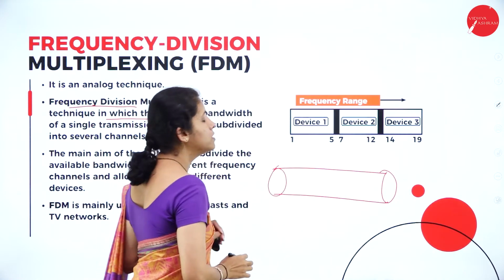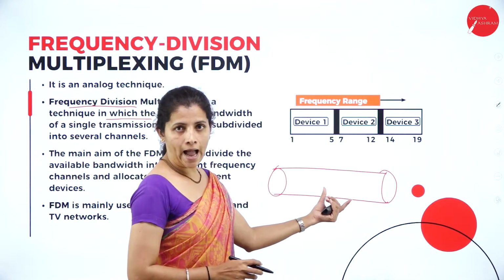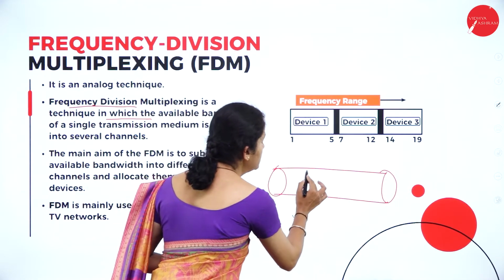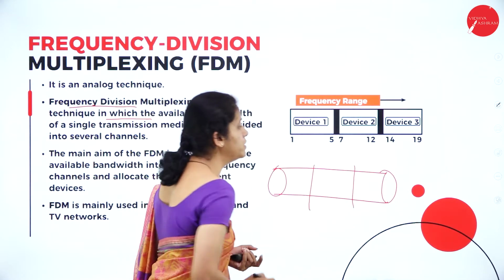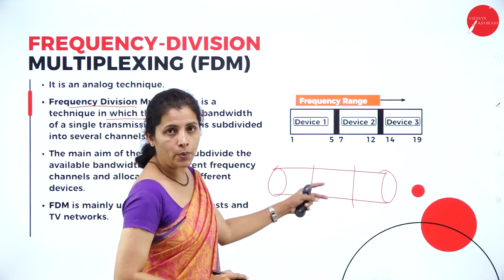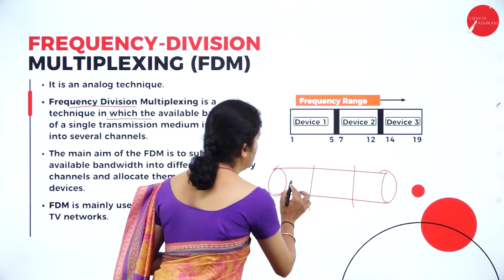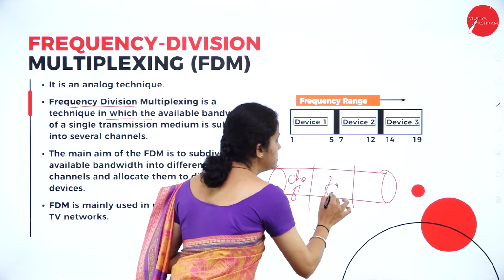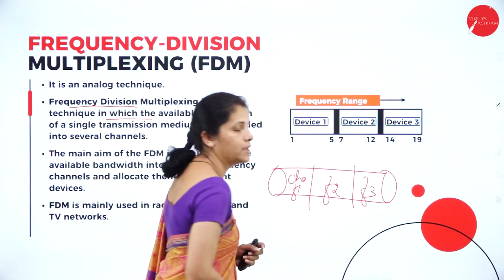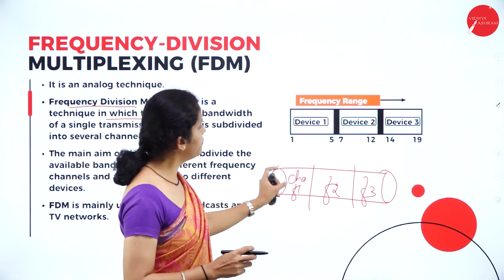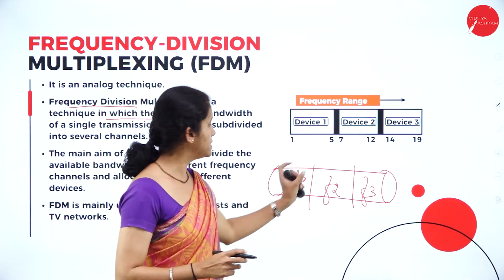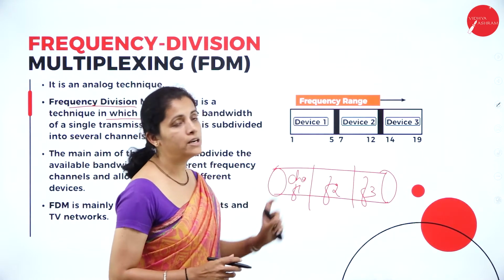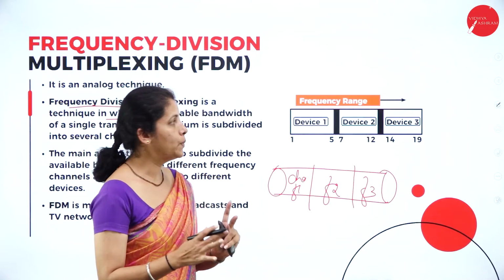Now whatever the frequency I have, I'm going to divide this frequency. For example, I'm going to divide the entire frequency into 3 channels. So channel 1 or frequency 1, frequency 2 and frequency 3. And for the different devices, I'm going to assign the frequency.